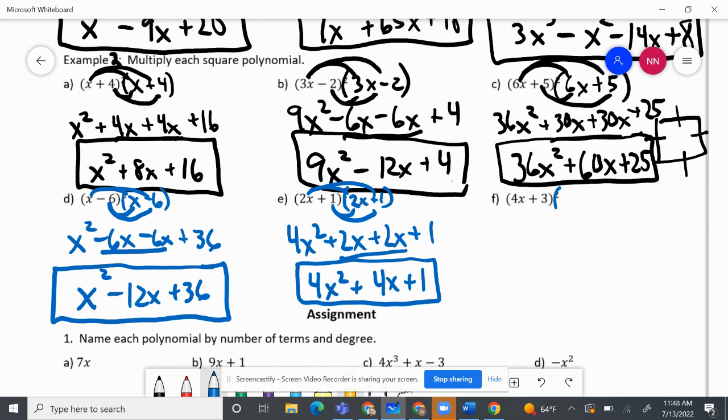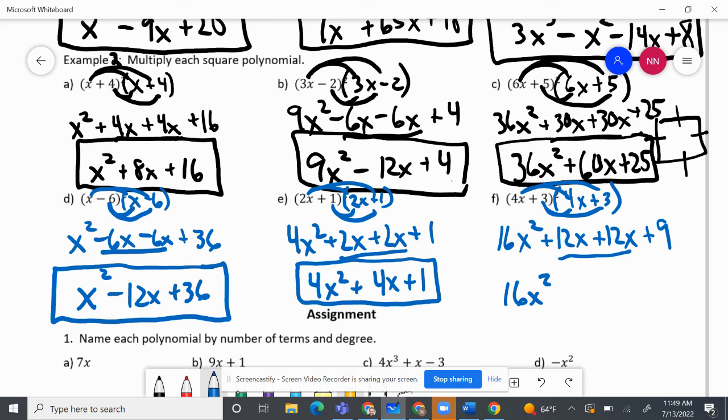And for our last one, once again, a square binomial. So we have 2 binomials. And 4x times 4x is 16x squared. 4x times 3 gives us 12x. This gives us 12x. And this gives us 9. Two middle terms are the same. 16x squared plus 24x plus 9.